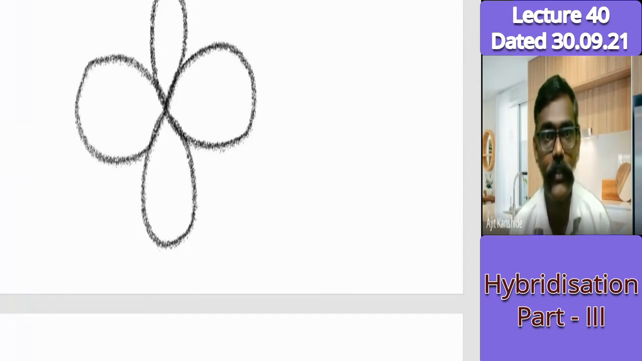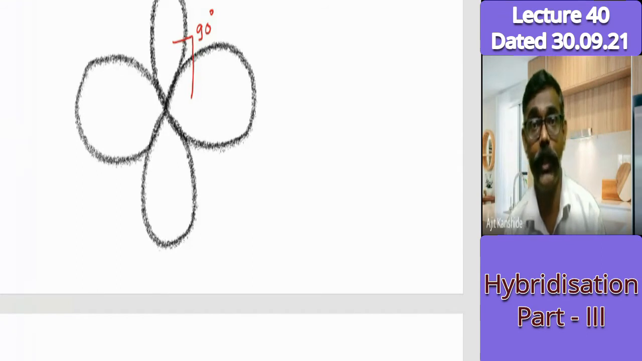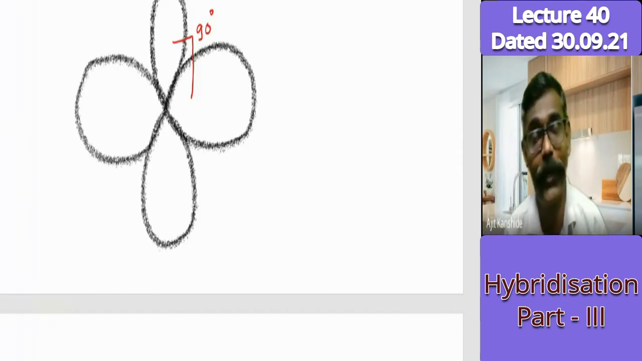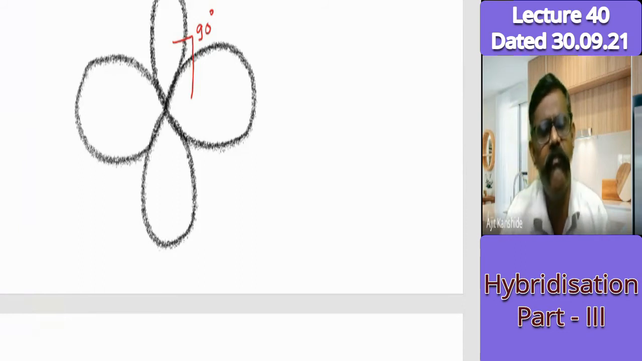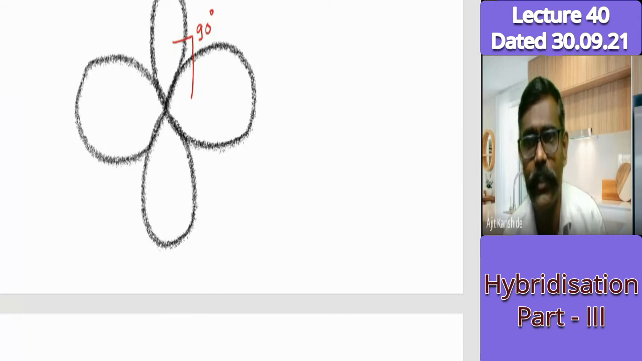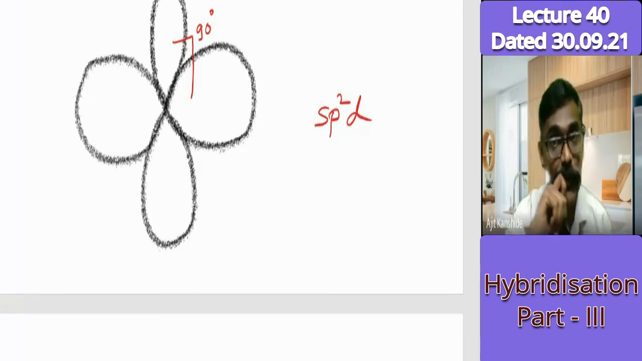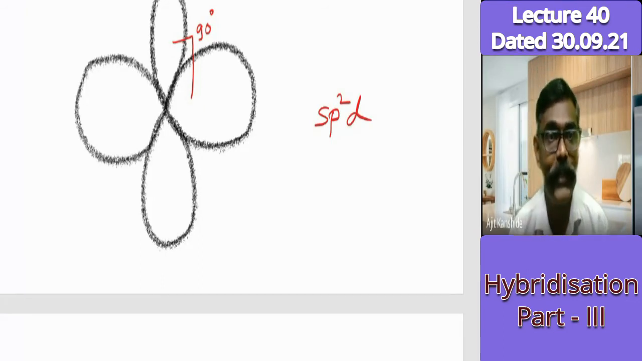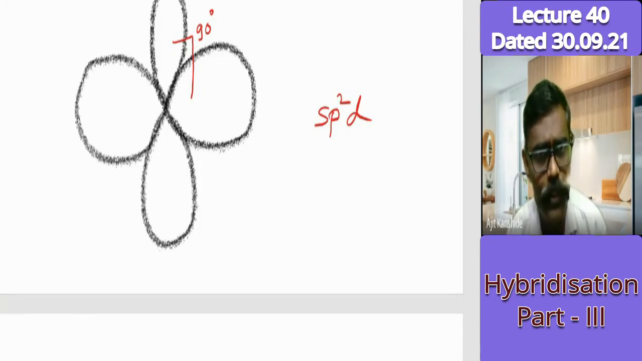The angle between these is 90 degrees, and the angle between px and py also was 90 degrees. The angle between the lobes of dx square minus y square also was 90 degrees. So these orbitals can effectively undergo this hybridization. What's the name of this hybridization? The hybridization is sp2d. So therefore the arrangement is square planar. Now let me explain it by means of our actual example. Is the concept clear, students? Yes, sir.